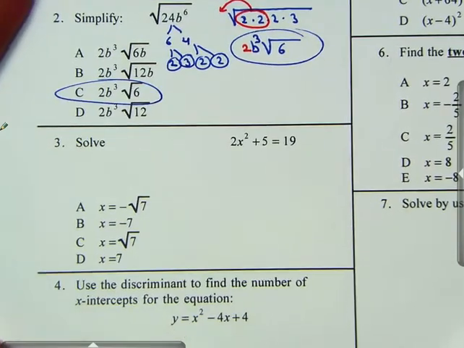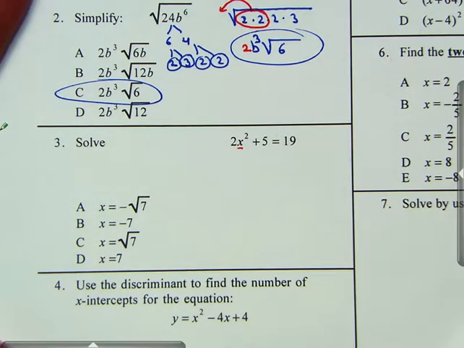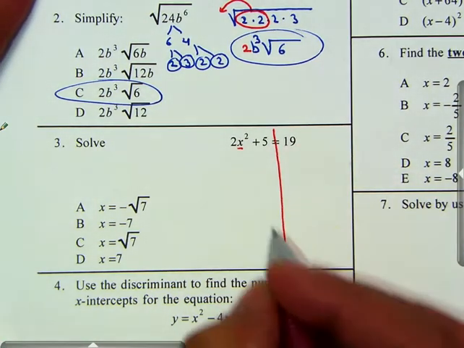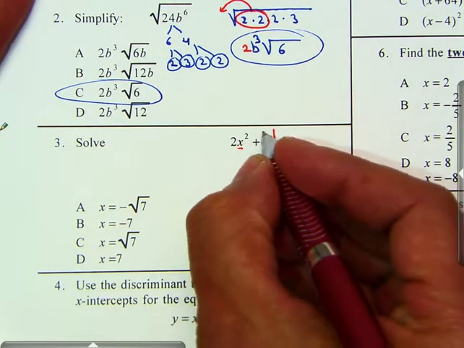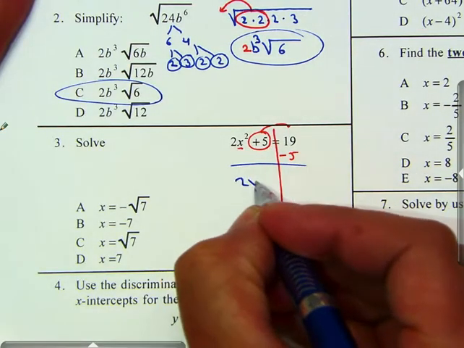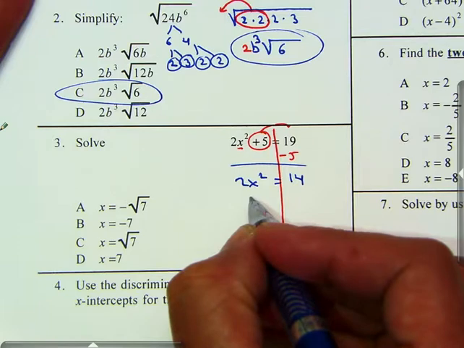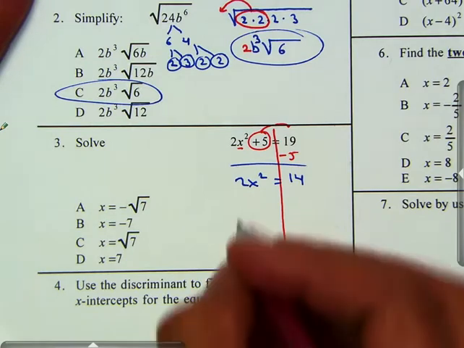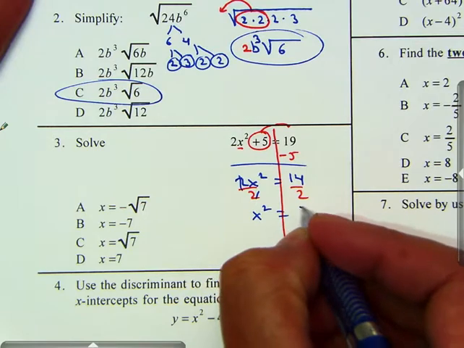Problem number 3, solve. We want to be able to solve a quadratic equation. We have an x squared and a number, so therefore I can do it by square roots, where I need to isolate the x squared. What will be the next step? Correct. Move the 5 to the right, we can say negative 5. We have 2x squared equal to 14. I still need to leave the x squared by itself first, before I get rid of the square. So therefore, I need to divide by 2. Divide by 2, x squared is equal to 7.